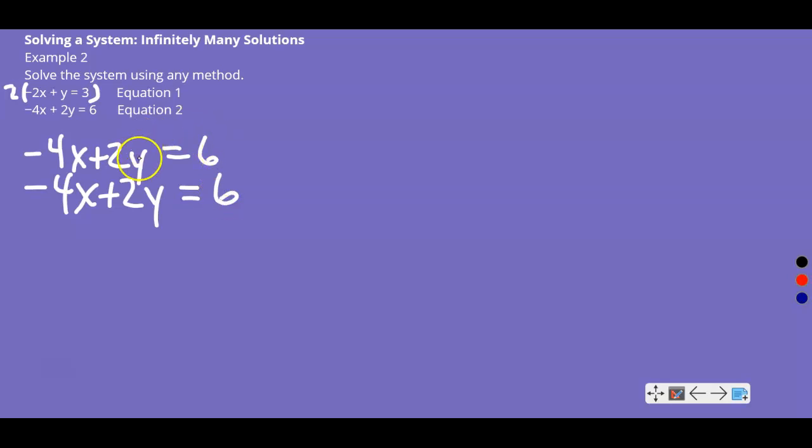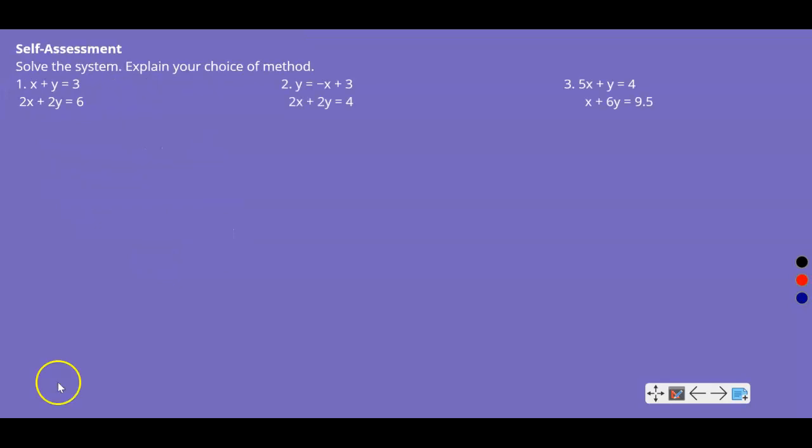So if we graph these two lines, it's going to be one graphed right on top of the other because it's the same line essentially, which means any point I choose that is a solution for one equation is also going to be a solution for the second equation. So this would mean that all real numbers would work for this system of equations. So that's why there are infinitely many solutions.